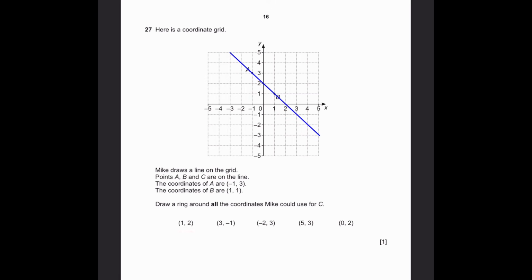So 1, 2. 1, 2 is over here, that's not on the line. 3, minus 1, that's over here, and that is on the line. Minus 2, 3, that's over here, that's not on the line. 5, 3, once again, that's over here and not on the line. 0, 2, that is over here and that is on the line. That'll be our answer.